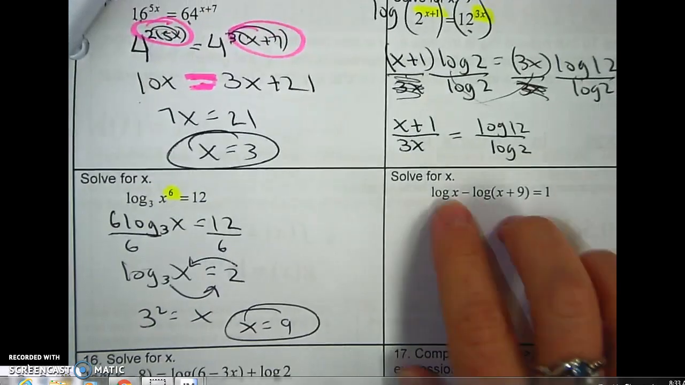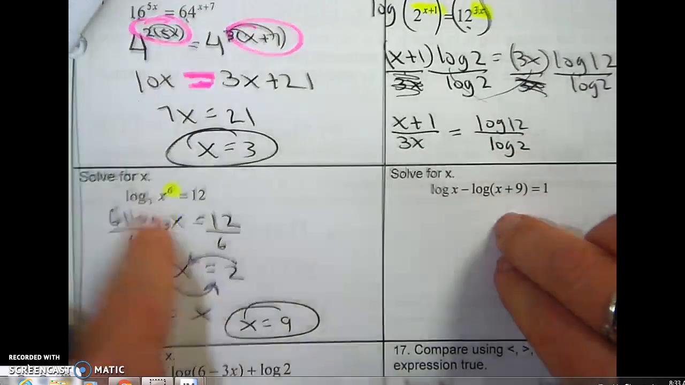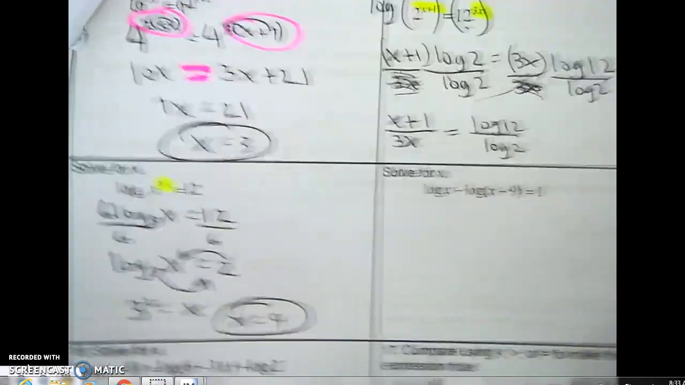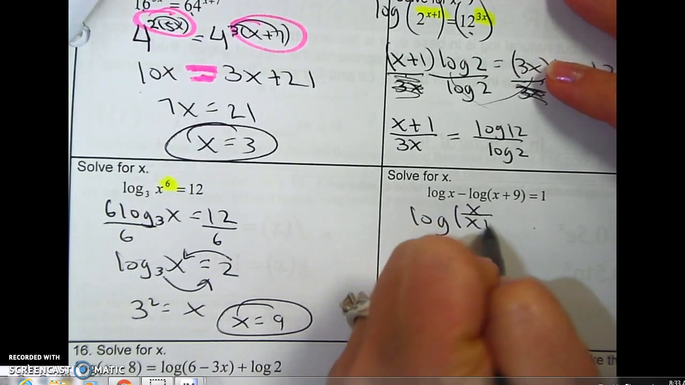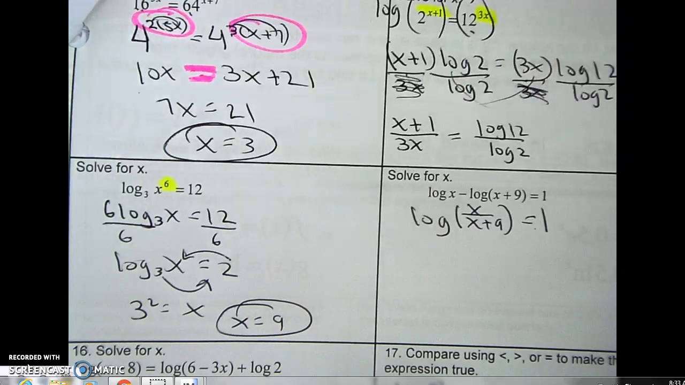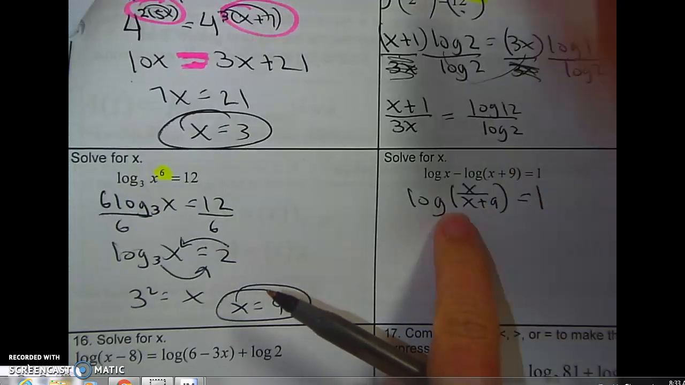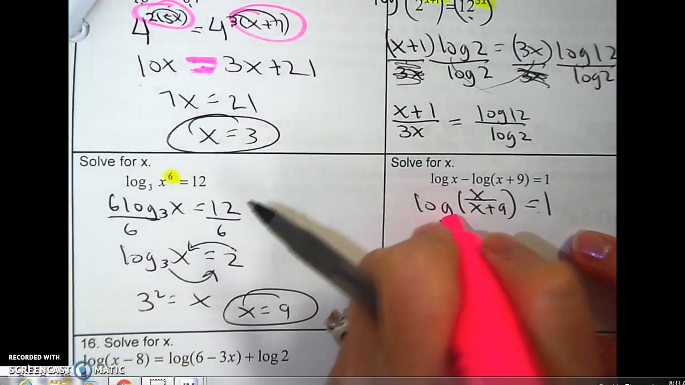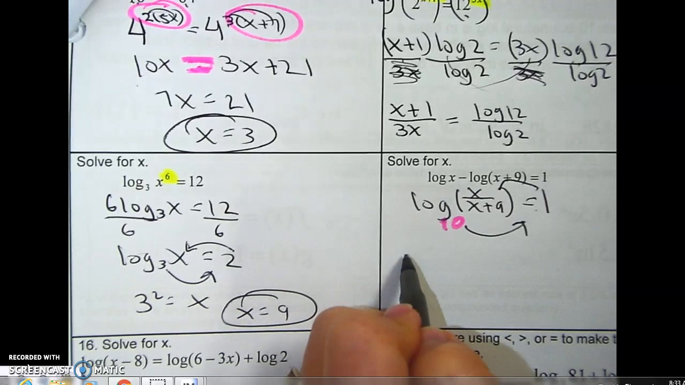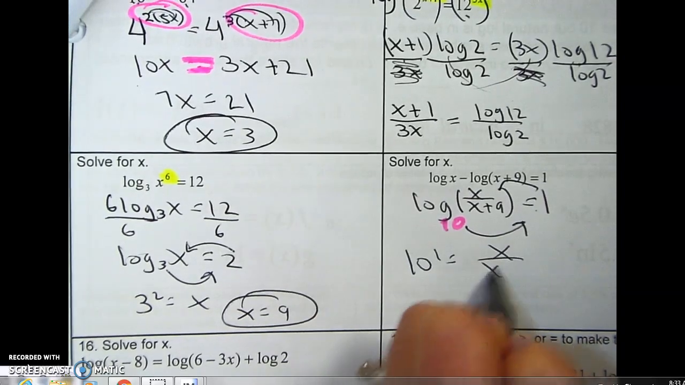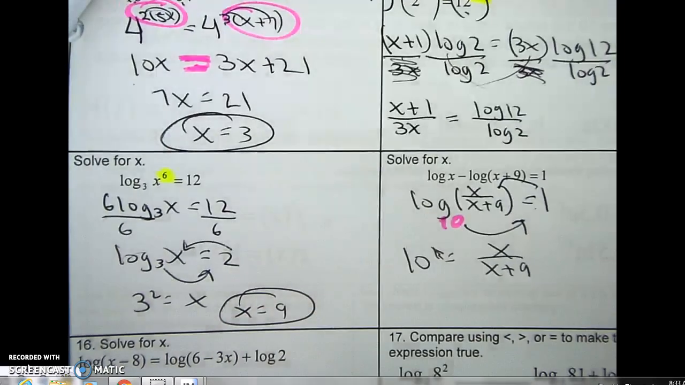So this problem has 2 logs, and this one only has 1. So we're going to make 2 logs be 1 log, and then we'll change it to exponential form. The rule for when you're subtracting is that you divide. Now it's a single log, I can change it to exponential form. But the problem is there is no base there. So I create a base, base 10. Now boom, change it to exponential form. 10 to the first equals x over x plus 9. 10 to the first is just 10.